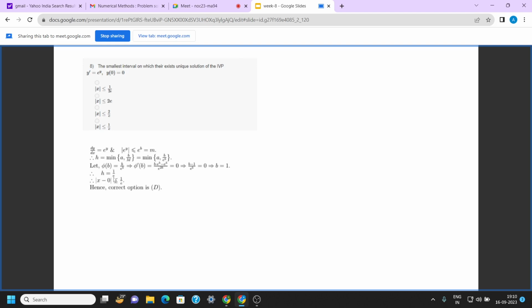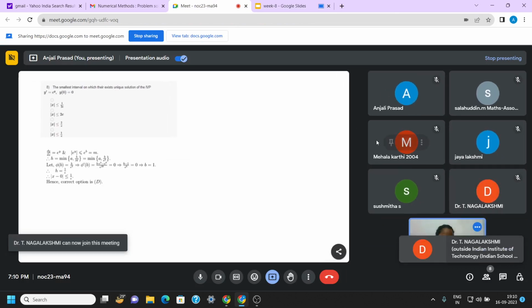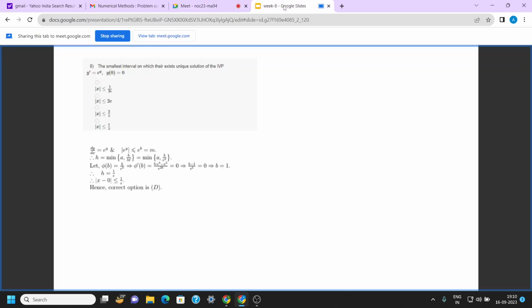Fine. So once you have got h, by the existence and uniqueness theorems, you will get modulus of x minus 0 less than or equal to 1 by e, that is h. So hence the correct option is D. The smallest interval on which there exists the unique solution of the IVP is modulus of x less than or equal to 1 by e.